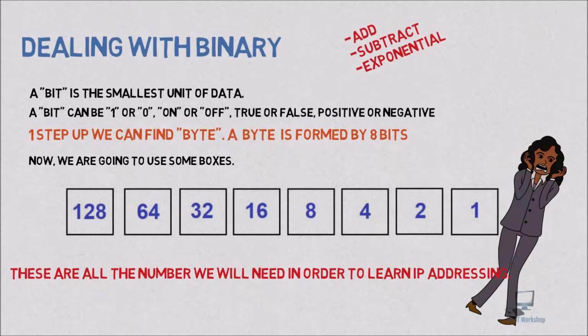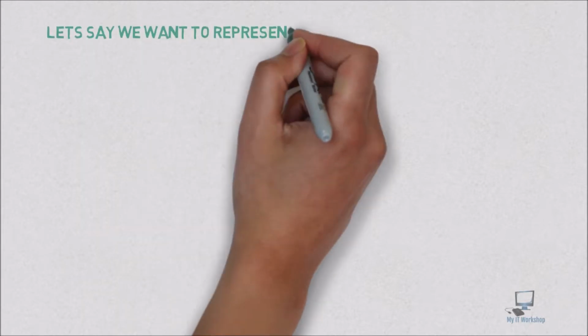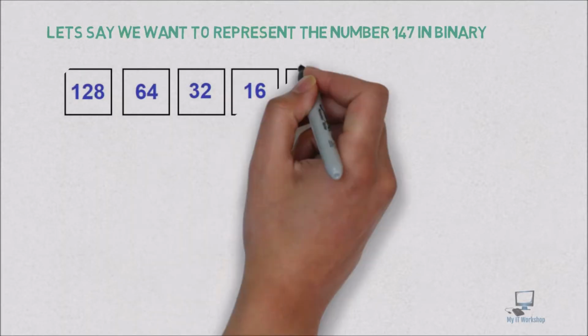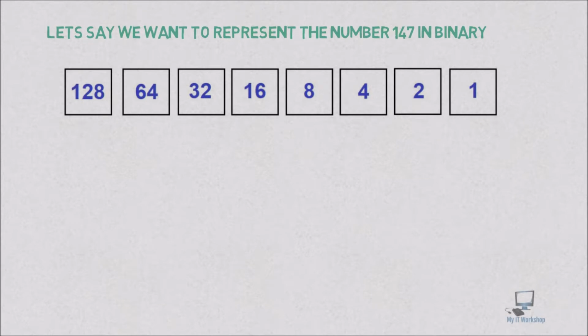So now that we understand a little, how about we do some examples? What if I want to represent the number 147 in binary? The first step is we're going to use the boxes, okay? For any number I need to create the number 147, I'm going to put a 1 under it. If I don't need the number in decimal, I'm going to put a 0 under the box. So do you think I'm going to need 128 to form 147? Yes, because 128 is less than 147, so I need it.